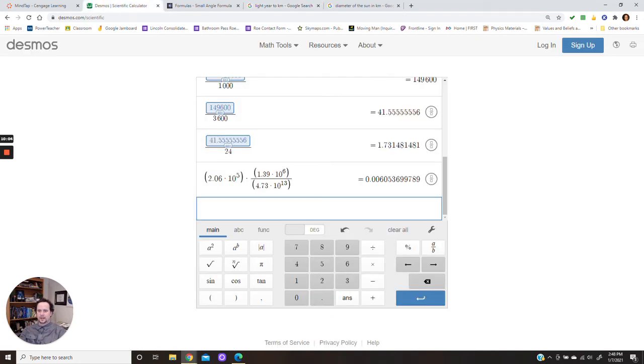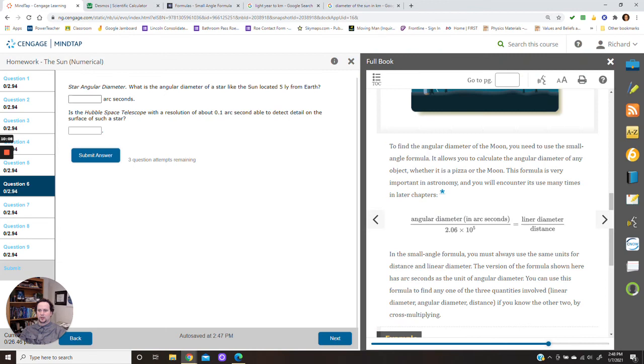Once you hit that, you get 0.006 arc seconds. So 0.006. And then, is the Hubble Space Telescope able to detect detail on the surface of such a star? This is a yes or no question. The resolution is 0.1, and this is smaller than 0.1. So the answer would be no.